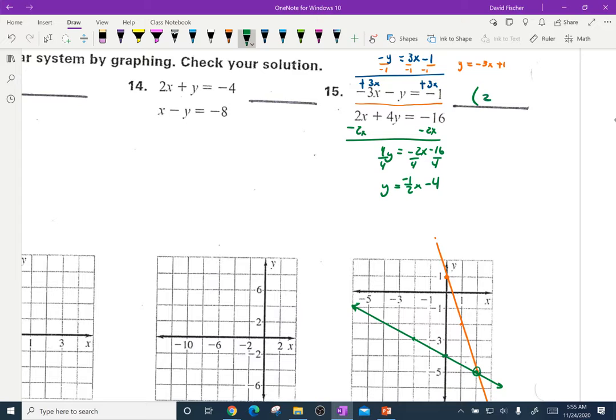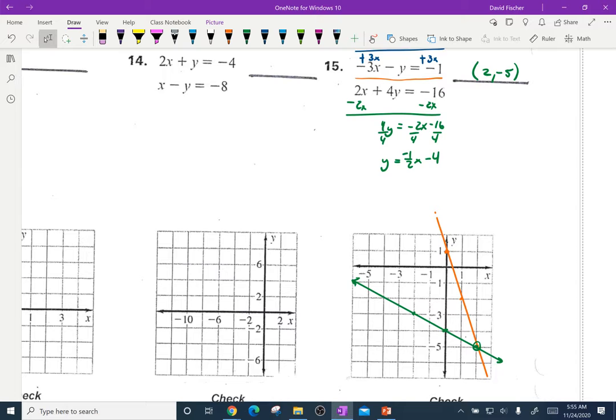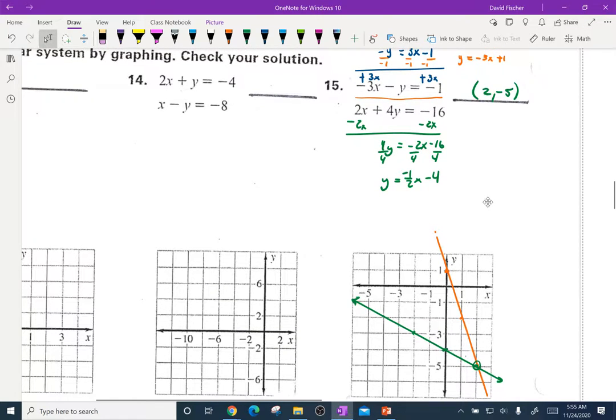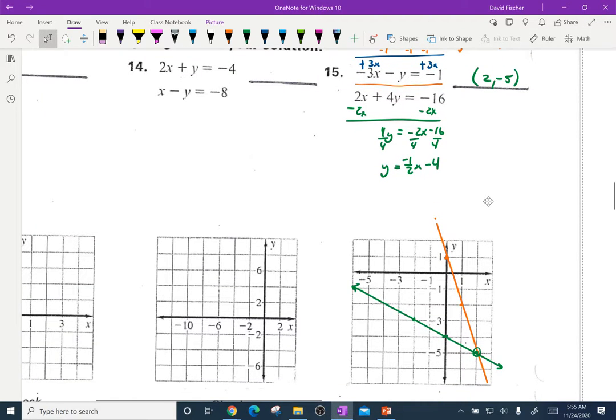A lot of times kids will not put parentheses around their coordinates like that. It is a coordinate. So when we say the solution is (2, -5), you need to put the parentheses around it. Okay. Now I need to go turn my lights on here because I just turned them off, but I want to show you one tool that you can use if you use it as a tool. Just a second, I'll be right back.